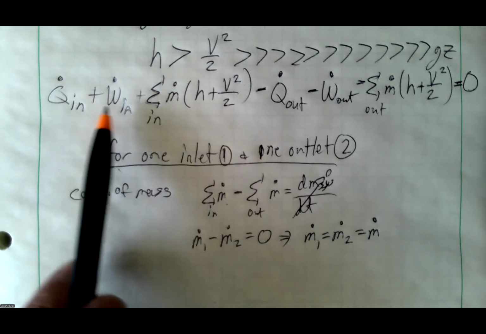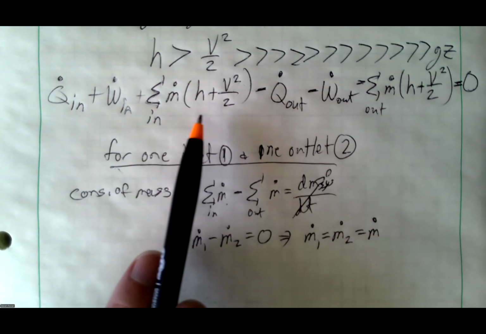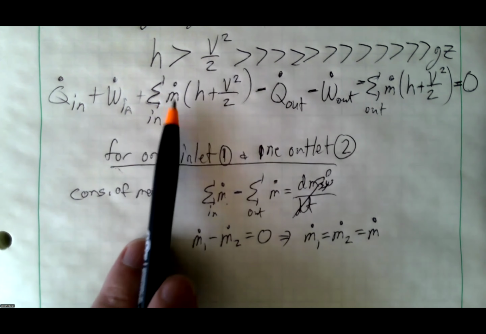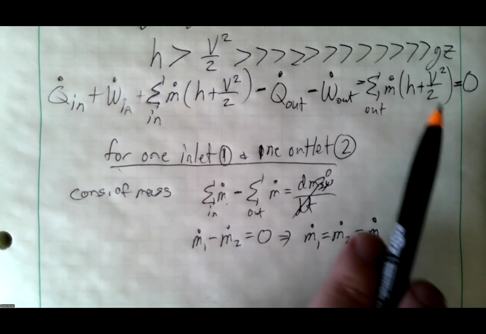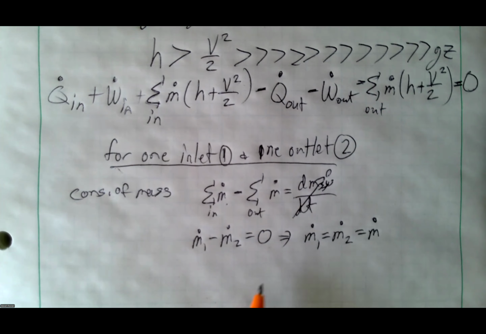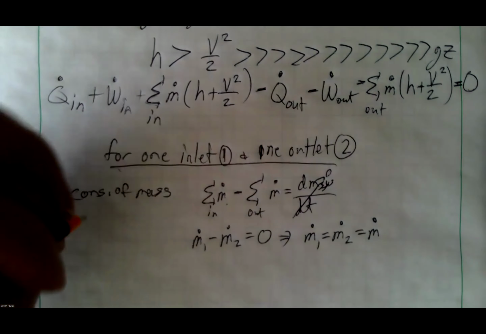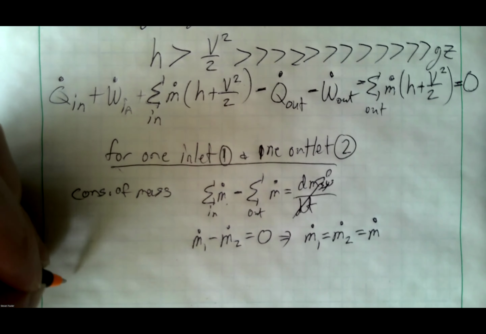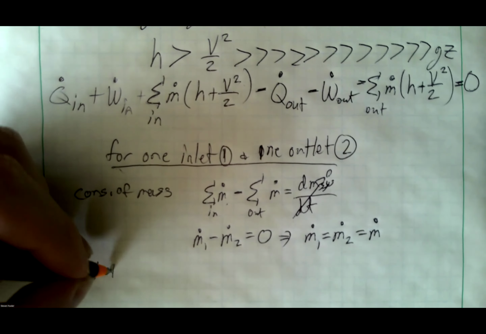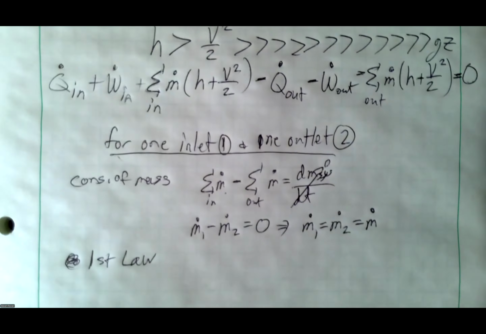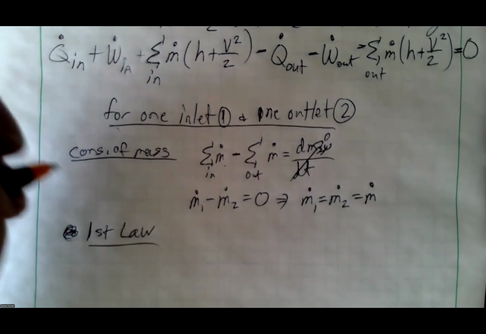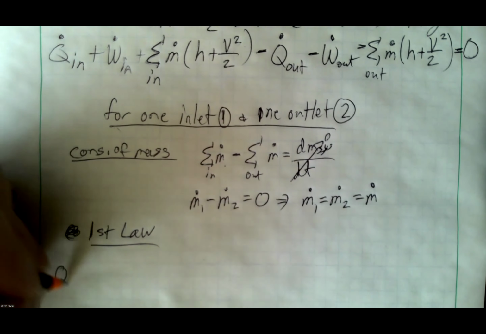If that's the case, then notice what we can do here. I only have one inlet. I don't have to add up all the inlets, and I've got m dot 1 coming in. I've got one outlet. I don't have to add up a bunch of outlets, and it's just m dot 2 coming out. And notice we can just call those both the same m dot. So for one inlet and one outlet, the first law looks like this. This is the conservation of mass, and this is what happens with the first law.